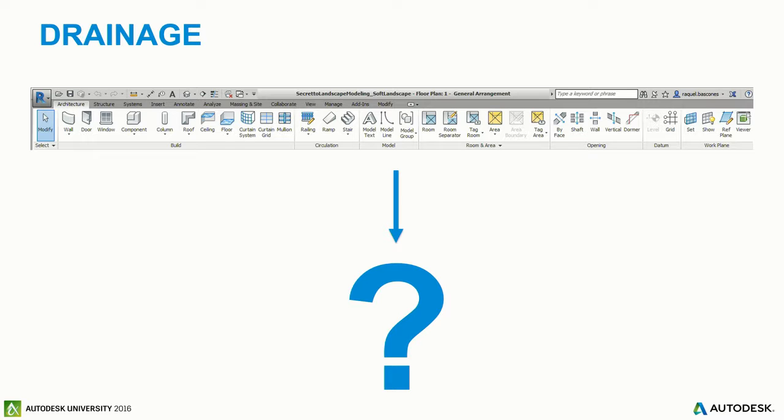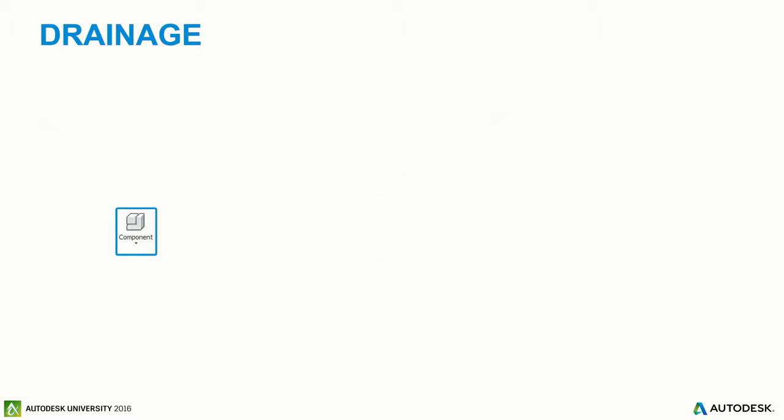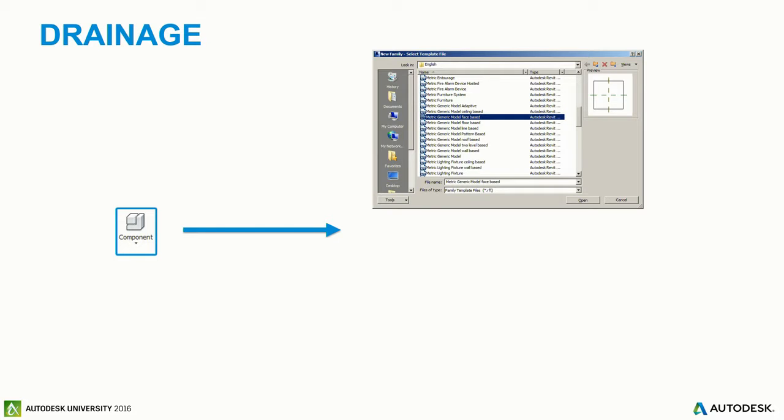So what should we use? Family component. But really, there are two ways that I model drainage in my projects. The first one is for gullies or spot drain. So we can use generic model, face-based families.